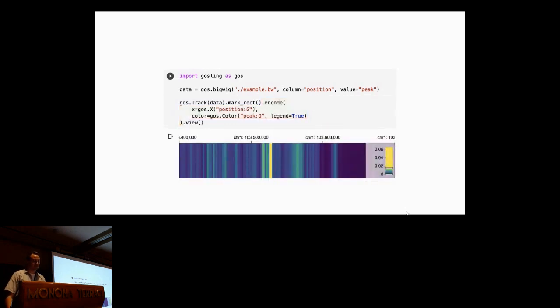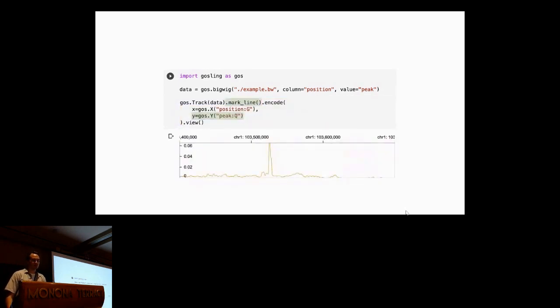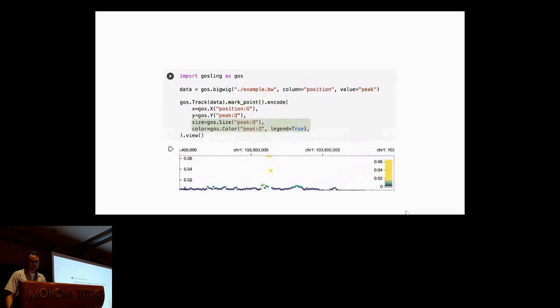And so in this track definition, I have a heat map, but I can change the mark or the encodings to get a line chart, or just change the mark to get a point plot. And similarly, I can use additional encodings to create a more sophisticated visualization.